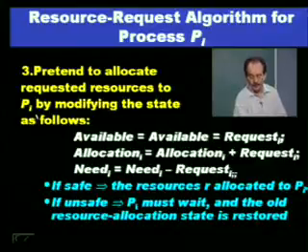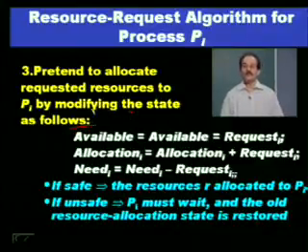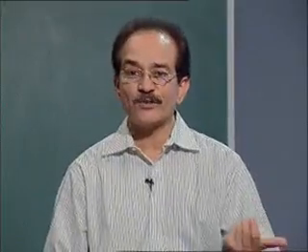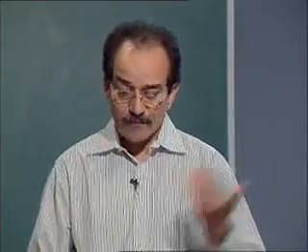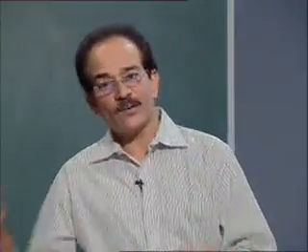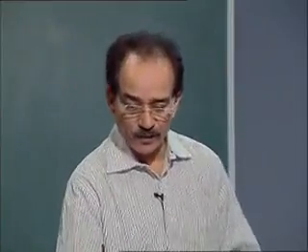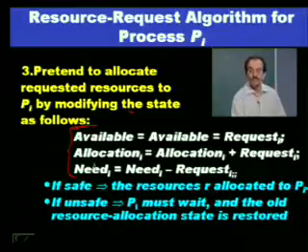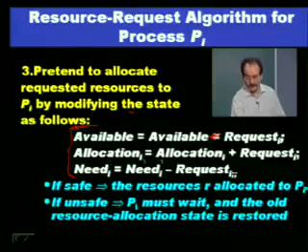Now, first of all, we pretend to allocate the requested resources to P_i by modifying the state as follows. We do not actually modify it, but we pretend: if I allocate this particular resource, what will be my state? If I still remain in the safe state, I allocate, but if I do not, I do not allocate. This is what I can call pretending. Available is equal to available minus request, allocation is allocation plus request, and need is need minus request.